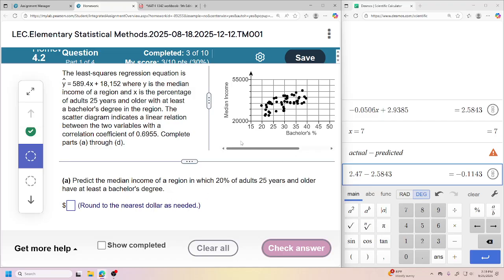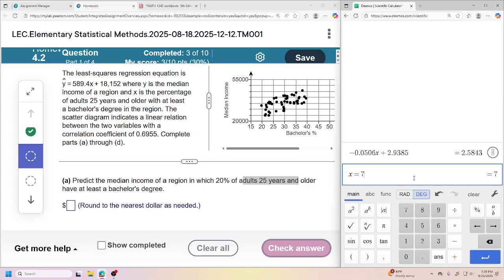Wow, that's a lot right there. And they give me a line, and they got all this stuff here. Predict the median for 20%. Notice that they're talking about 25-year-olds the whole time. And so what I'm plugging in is actually the 20, I think. So let me try this. 589.4 times 20 plus the 18,152.